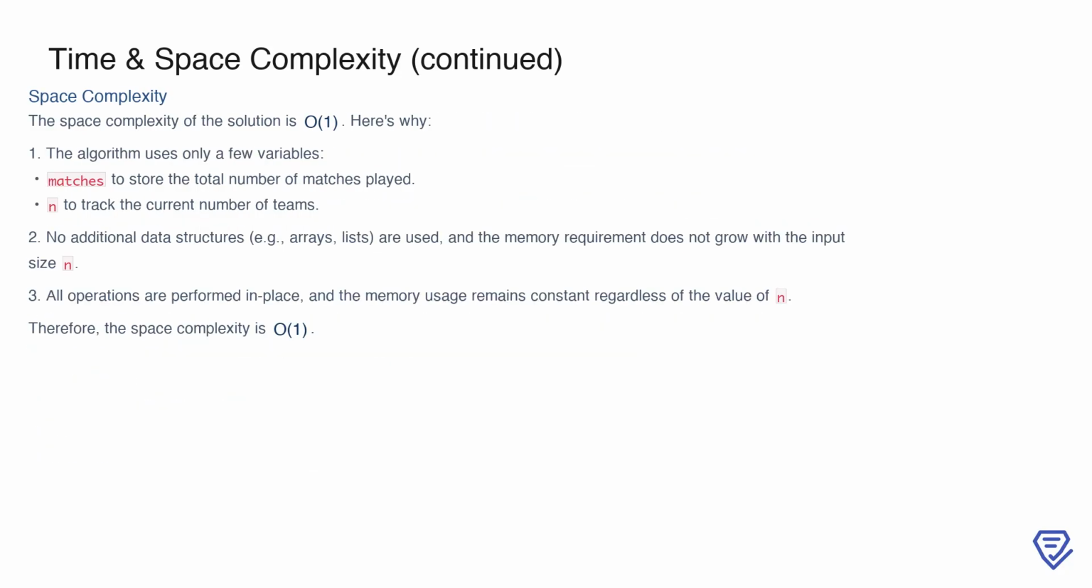The space complexity of the solution is O(1), meaning it uses a constant amount of memory regardless of the input size. This is because the algorithm only relies on a few variables to keep track of the current number of teams and the total matches played. Specifically, we use variables like matches and n, and no additional data structures such as arrays or lists are required. All computations are done in place, and the memory usage does not grow as n increases. This makes the solution not only time efficient but also space efficient, as its memory footprint remains steady no matter the size of the input.